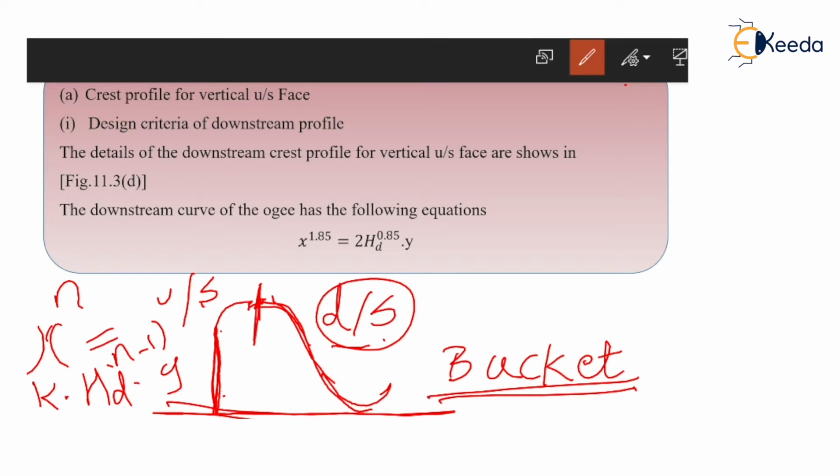So this is the basic equation, but when your upstream profile is vertical, you should adopt the values as x raised to 1.85 is equal to 2, which is the k factor, into Hd, the design head, raised to n minus 1, that is 1.85 minus 1, which is 0.85, into y. This equation you should adopt.